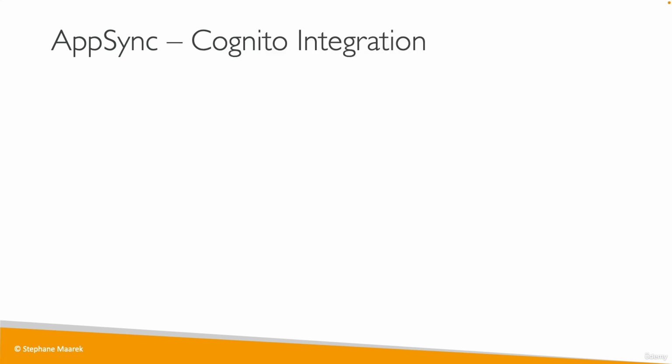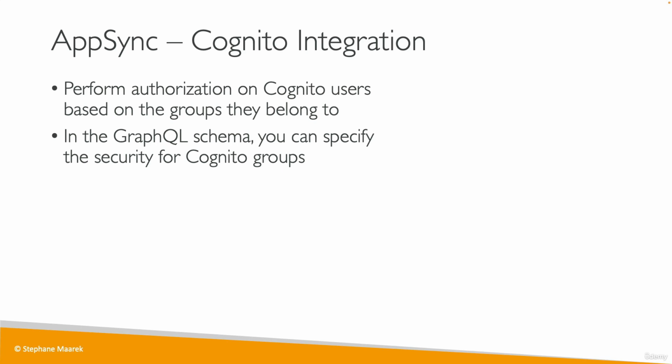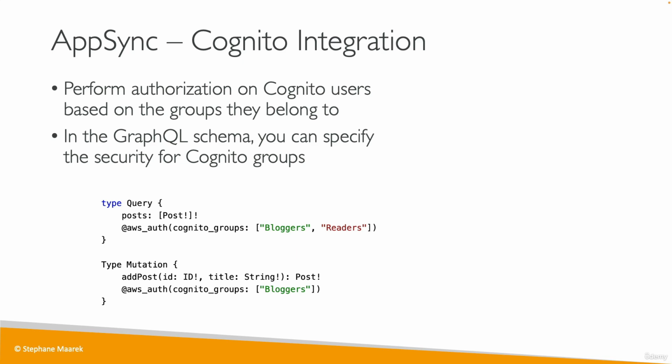Next, we have an integration between AppSync and Cognito. So we can perform authorization on Cognito users based on the groups that they belong to. In the GraphQL schema, you specify the security of your Cognito groups, just like this. So you have a type and you have @aws_auth, and then you define Cognito groups of bloggers and readers. So both bloggers and readers can do a query, but on the type mutation to add a post, only bloggers can actually add a post because they are authorized to do so.